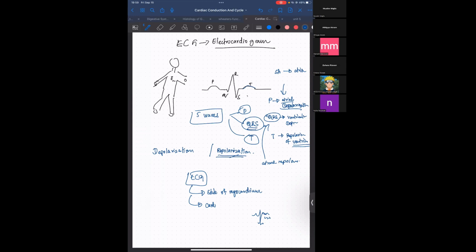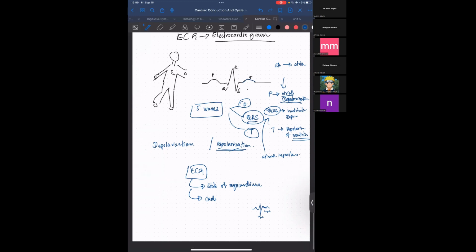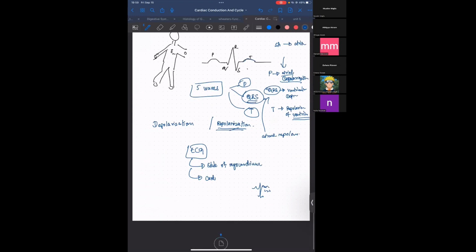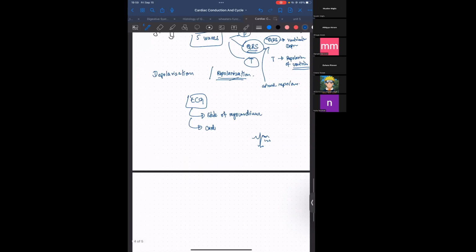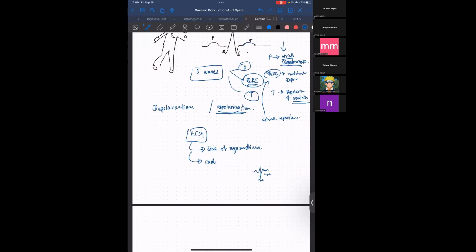By calculating this, we can diagnose the disease first, whether it's anterior or posterior, anything like that. Okay, cardiac conduction system. The atrial and ventricular repolarization will happen only if your myocardium is in good condition. All right, so that is about the ECG.